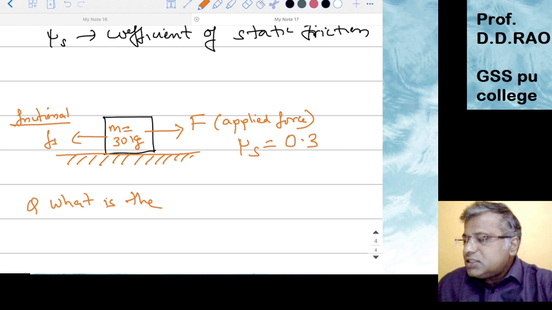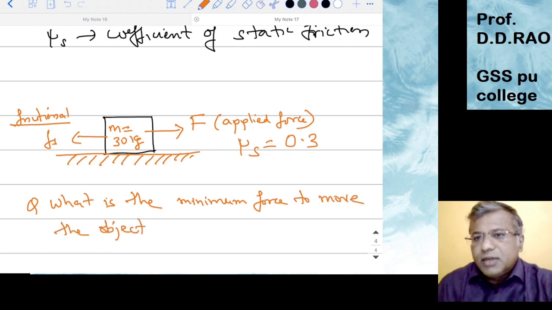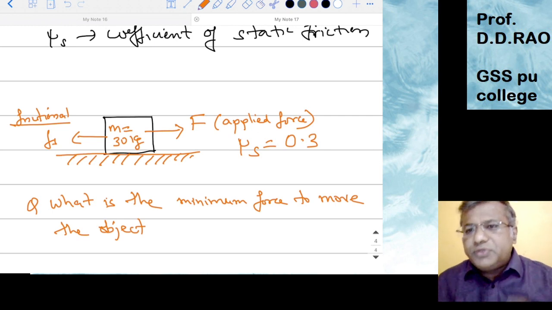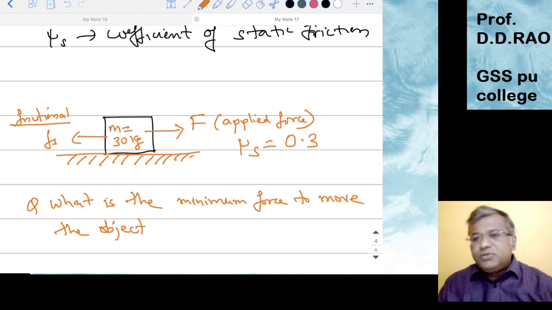Okay, what is the minimum force to move the object? Just, I have to move the object, how much force is required? Because there is friction, any force is not going to move the object.